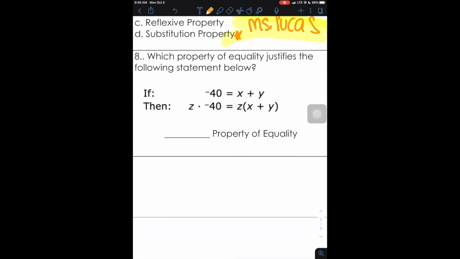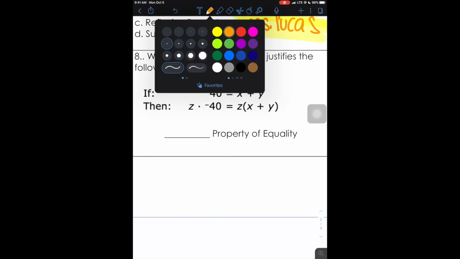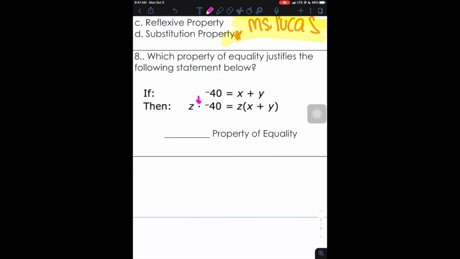Let's see for 8. They gave us the expression, and then let's see what's the operation going on. I see this dot. I know what that dot tells me. I know what a variable outside of a parentheses means. So you guys should be saying multiplication property of equality, because that's the operation that's going on here.